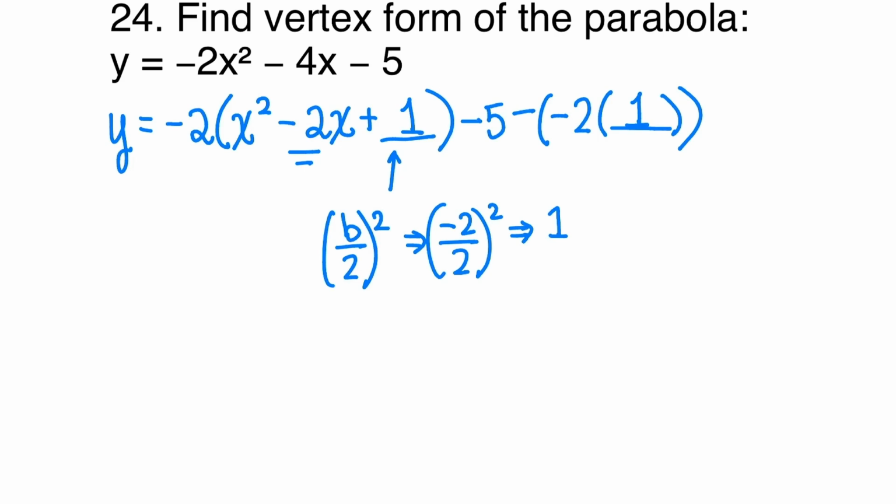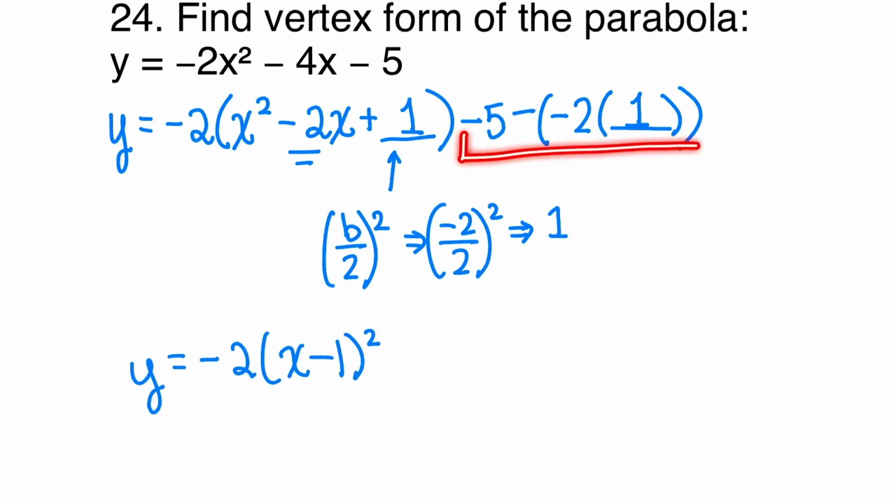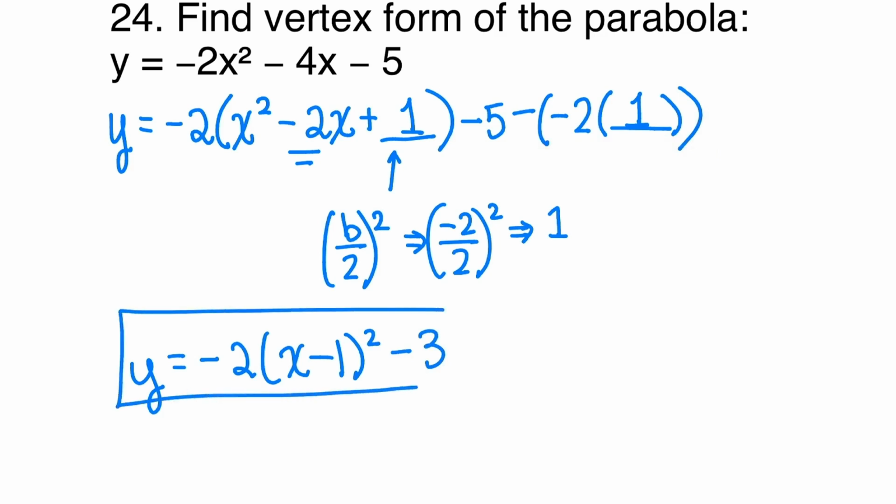Now, this right here is a perfect square trinomial, and that is going to factor like this. Then over here, we have negative 5 plus 2, and that's going to be negative 3. So this is the vertex form of our parabola.